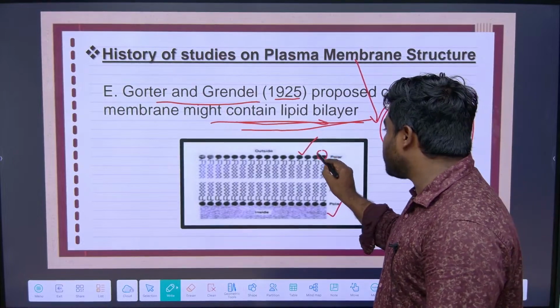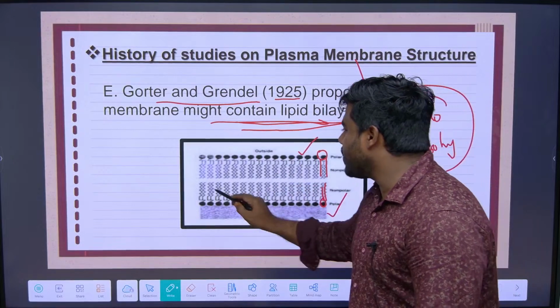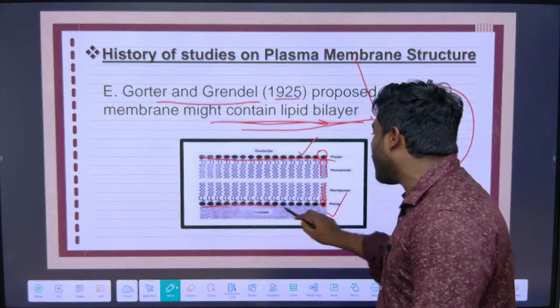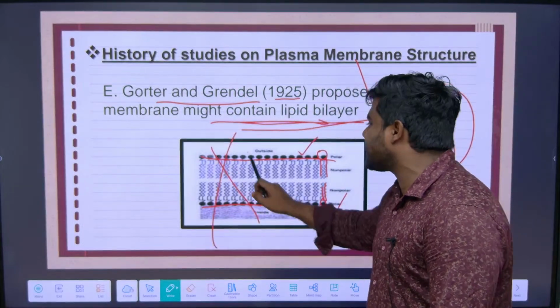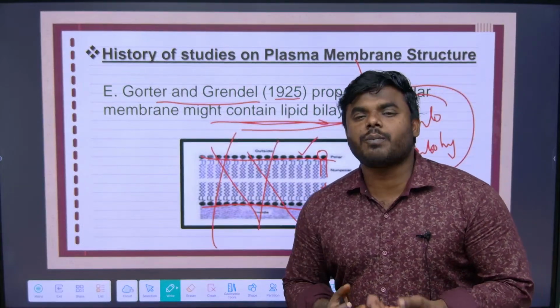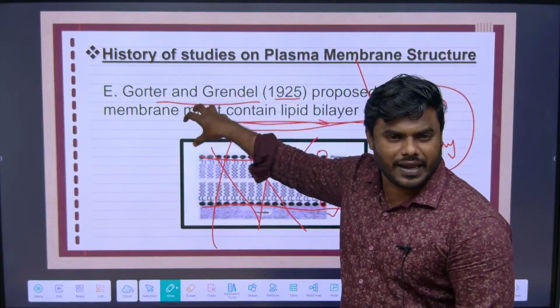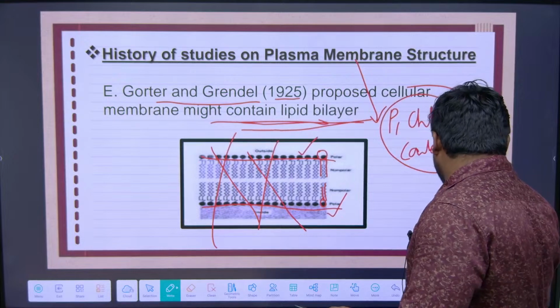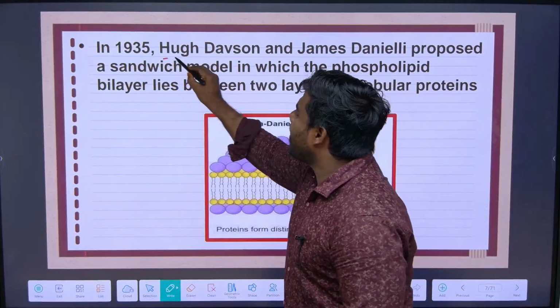Anyway, even though they proposed that it might contain a lipid bilayer, they have not proved it. There is no experimental evidence to prove that the plasma membrane only contains lipids. What you people can observe is the lipid head and tail. They are arranged in two layers. That's the reason they call it the lipid bilayer. But of course, this theory was not accepted because there is no proper evidence to prove that the plasma membrane only contains a lipid bilayer.